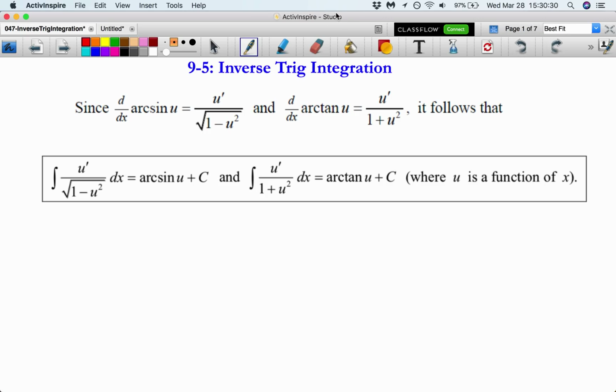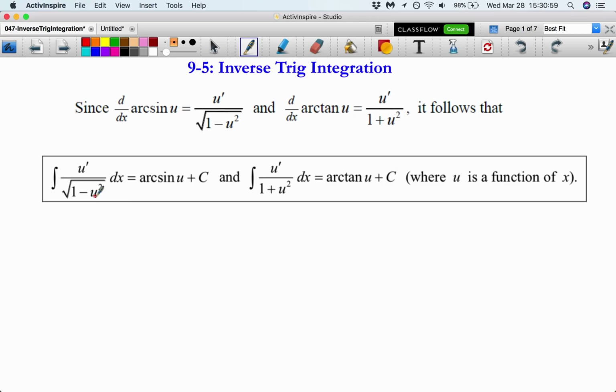Today we're going to be talking about lesson 9-5, which is integration involving the inverse trig functions, or just simply put, inverse trig integration. In the last lesson, 9-4, we covered the fact that the derivative of arcsine would be u prime, the derivative of the inside, divided by the square root of 1 minus u squared. Whereas the derivative of arctan is u prime over 1 plus u squared.